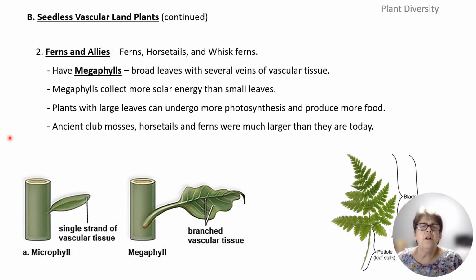The ancient club mosses, horsetails, and ferns that you hear about were much larger than they are today. So sometimes when you watch a dinosaur movie or something like that, then of course it's all made up, but they might have a bunch of giant ferns and things like that in the background or in the landscape.